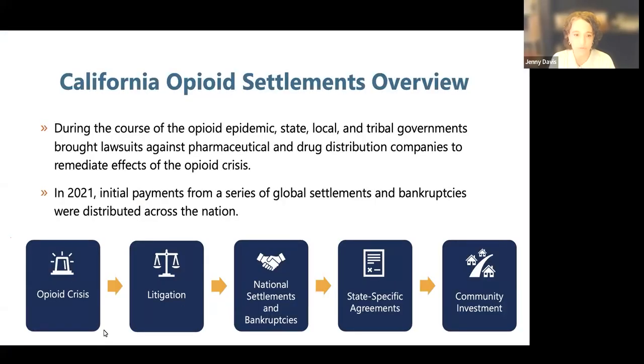So here is a very basic overview, basically explaining how we got here and now are in receipt of these opioid settlement funds, both for the state of California and at the local level for our cities and counties. As I'm sure everyone here is aware, the opioid crisis, which is still ongoing today, but began really ramping up in recent history, did result in some litigation against some pharmaceutical and drug distribution companies that were allegedly seen to have a fueling effect on this opioid crisis in California. That litigation was ultimately successful, so it resulted in some national settlements, as well as some California state-specific agreements, and then to where we are today, where we are now in receipt of these settlement and bankruptcy funds.